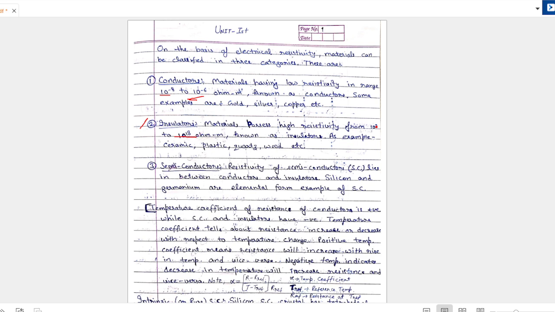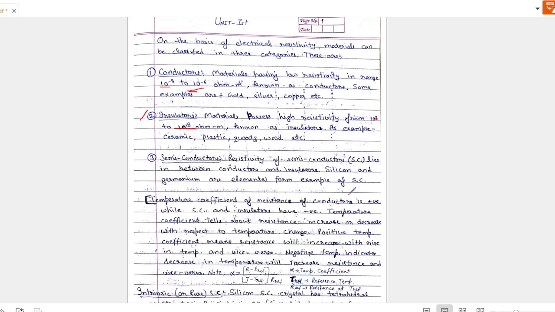Now semiconductor is a material that has properties in between conductor and insulator. Its resistivity lies between the range of conductor and insulator resistivity. Its examples are silicon and germanium. These are the two important examples, which are mostly used in electronic devices.